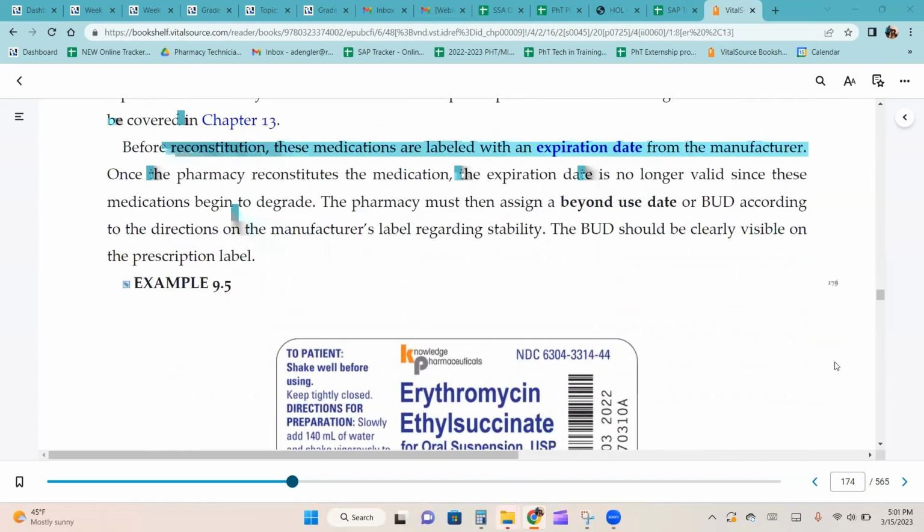Before reconstitution, these medications are labeled with an expiration date from the manufacturer. Once the pharmacy reconstitutes the medication, that expiration date is no longer valid since these medications begin to degrade. The pharmacy must then assign a beyond use date or BUD according to the directions on the manufacturer's label regarding stability. The BUD should be clearly visible on the prescription label.